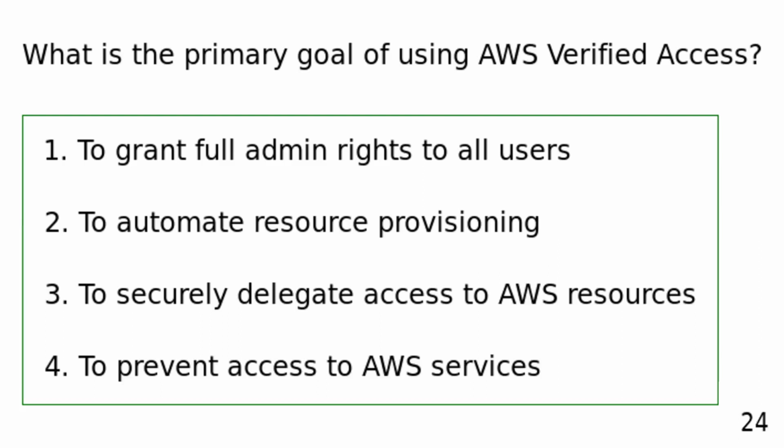What is the primary goal of using AWS Verified Access? To grant full admin rights to all users. To automate resource provisioning. To securely delegate access to AWS resources. To prevent access to AWS services.